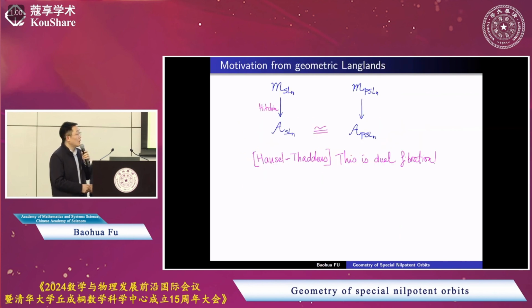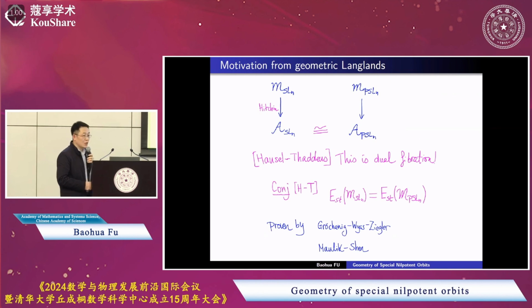The motivation of our first work comes from geometric Langlands. You have the Hitchin fibration on the moduli space of Higgs bundles of SL_n, and also on the moduli space of Higgs bundles of PSL_n. Hausel and Thaddeus found that these are Lagrangian fibrations. In fact, they proved this is a dual fibration. Dual means that a general fiber on the left-hand side is a torus, and on the right-hand side it's the dual torus.